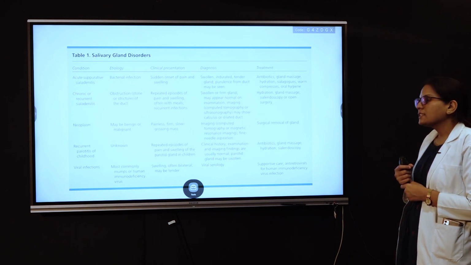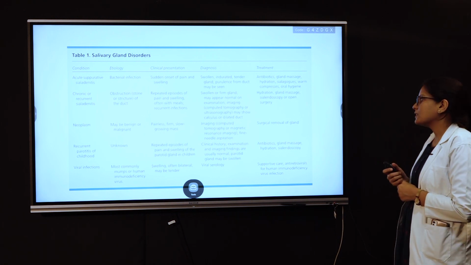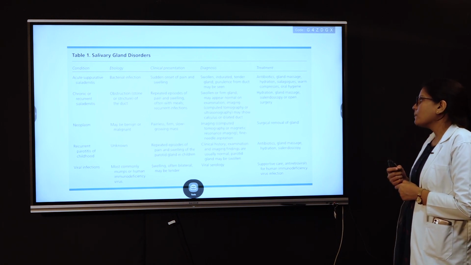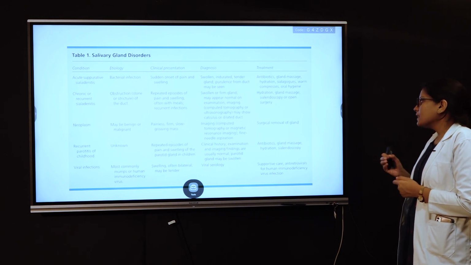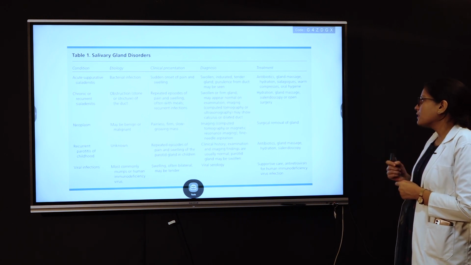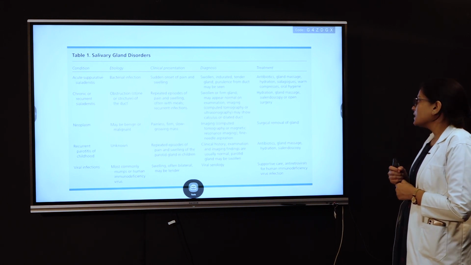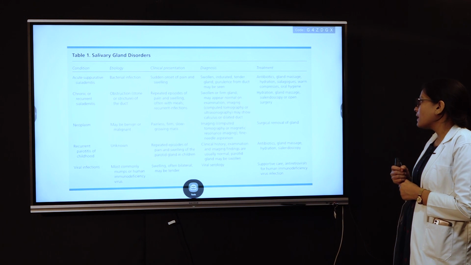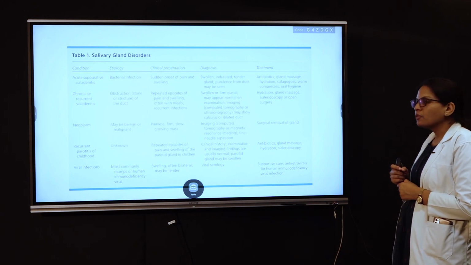And the treatment again is conservative, that is hydration, gland massage, sialendoscopy or open surgery. The next condition is your neoplasm, which can be a benign or a malignant neoplasm. Occasionally they can present as a painless, firm or slow growing mass, and the diagnosis is confirmed by imaging, that is your computed tomography or MRI imaging or FNAC, and the treatment is surgical removal of the gland or the tumor.